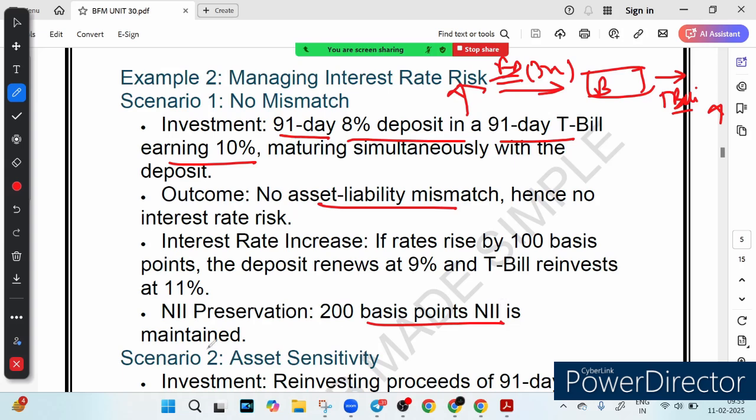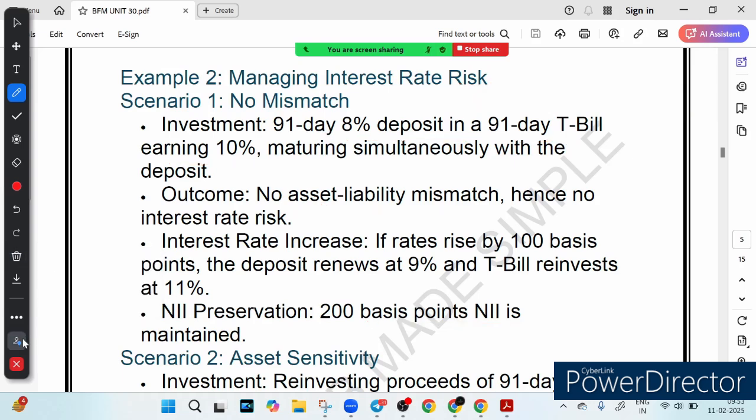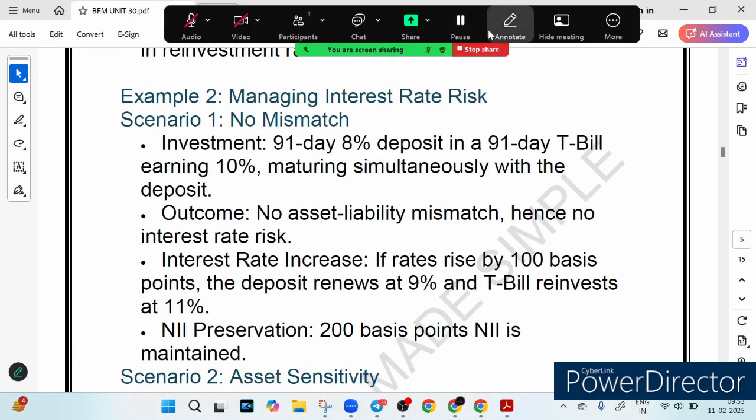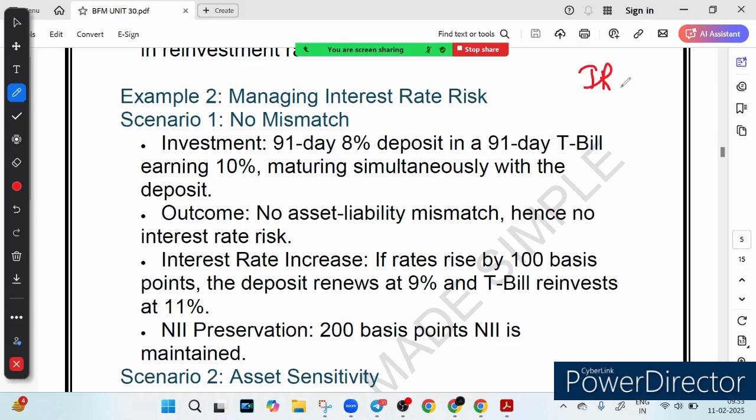Now the next question is, what happens if the interest rate changes? Let us take an example to make it more clear. Suppose that the interest rate goes up by 1%. So in the first scenario, we know this is the perfect balance, right? Now your FD, which was at 8%, will now earn 9%. That's the deposit, which will now be earning 9%.